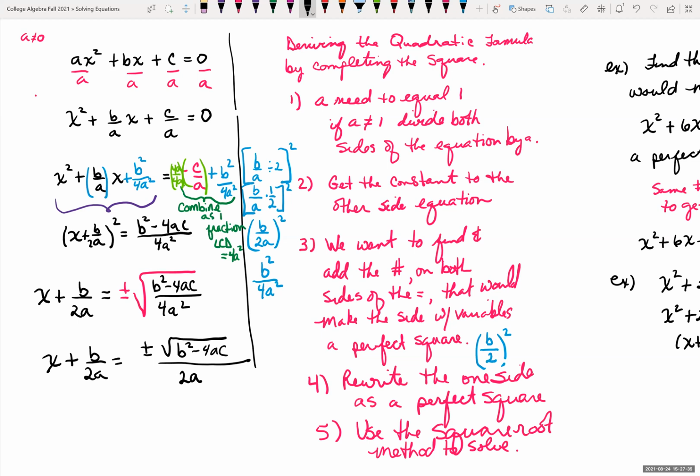I'm almost there. I just need to get x by itself. We can get x by itself by subtracting b over 2a. Notice when I subtract b over 2a on both sides, we have a common denominator, so we can write that as one fraction. And so then we get x is equal to subtracting b over 2a, that would give me negative b over 2a, but combining it as a single fraction, I get negative b plus or minus the square root of b squared minus 4ac all over 2a.